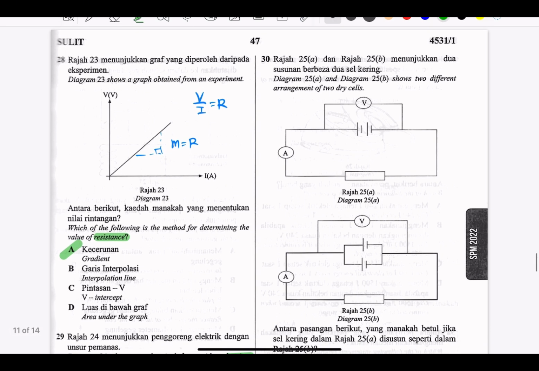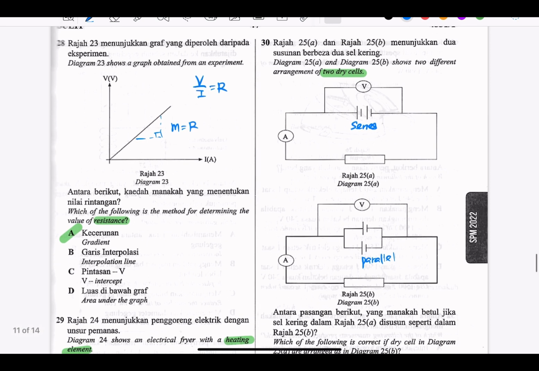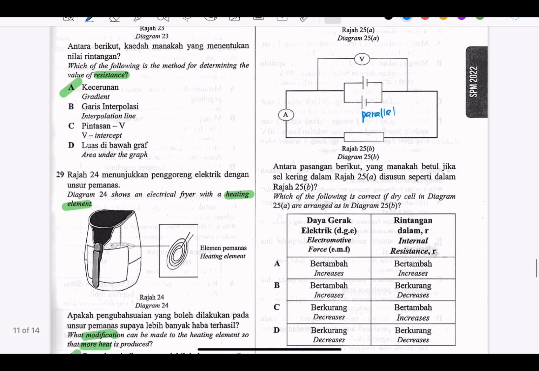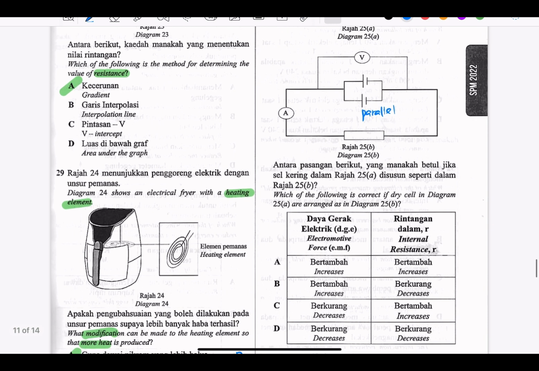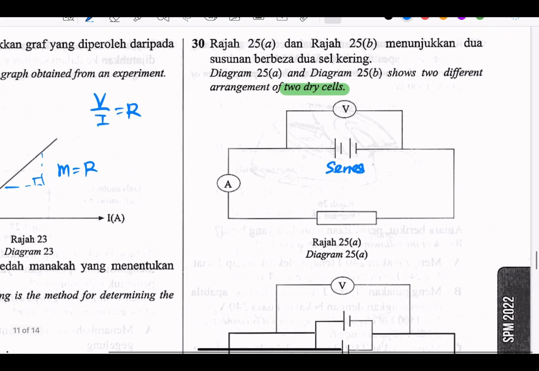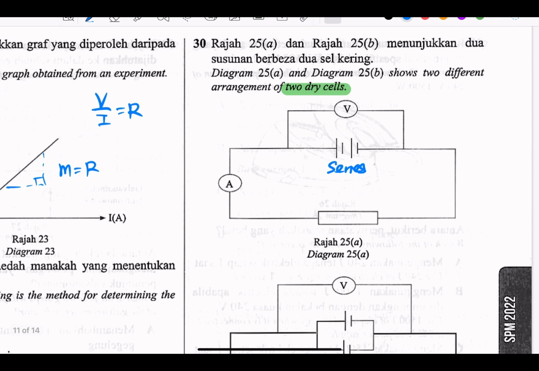Show the two different arrangements of two dry cells. Okay, the dry cells in A are connected in series. Over here, connected in parallel. Which of the following is correct for the electromotive force and the internal resistance? And zoom in. So assume the dry cells are identical, each with electromotive force E and internal resistance R.